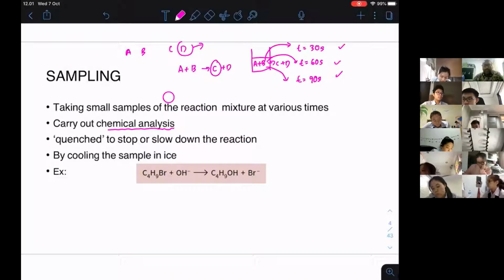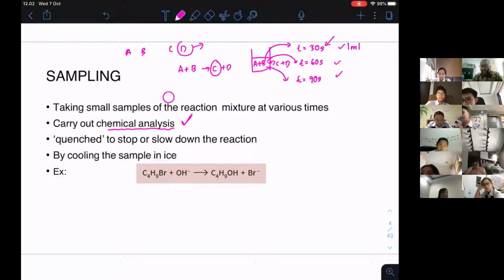Because chemical analysis takes time, for example, when I use my stopwatch, from 0 to 30 seconds, now it's 30 seconds, and I take a small sample. Maybe I take a 1 ml sample at 30 seconds. Before I do the chemical analysis, time is still ticking, right? It's still running, and the reaction is still going on. So that 30 seconds becomes invalid.